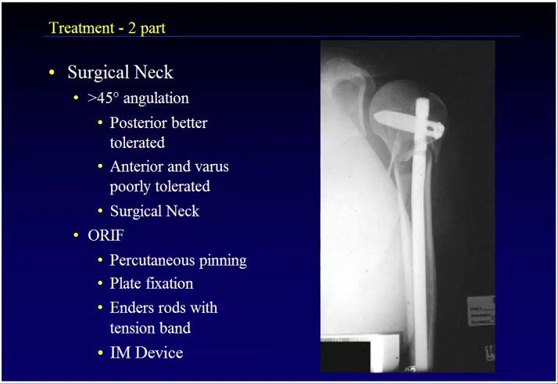There are many advocates of that. Plate fixation with our new proximal humerus locking plate techniques may be the treatment of choice in some physicians' hands. Ender's rods with a tension band have been used historically as well, or you can use an intramedullary device with proximal fixation into the humeral head, such as is shown here, and that's a very effective treatment for these 2-part fractures where you have surgical indications.